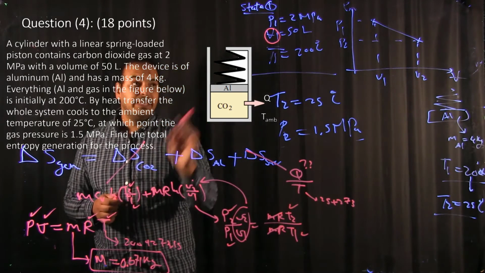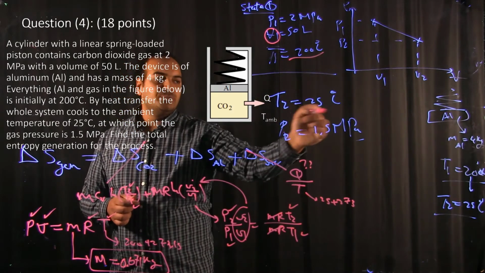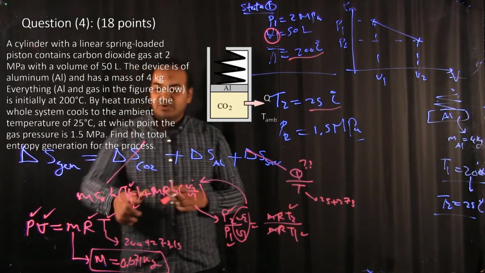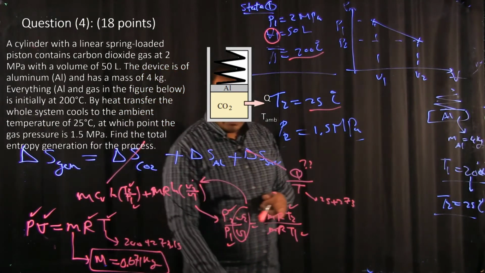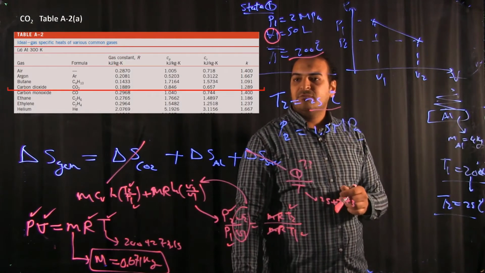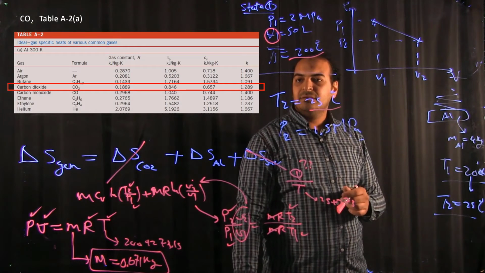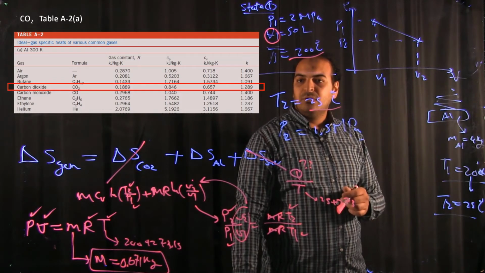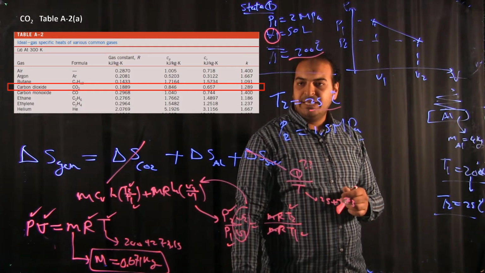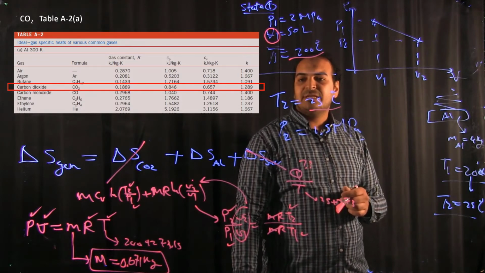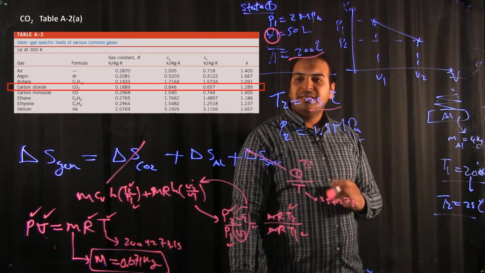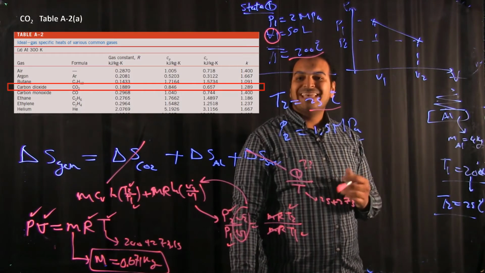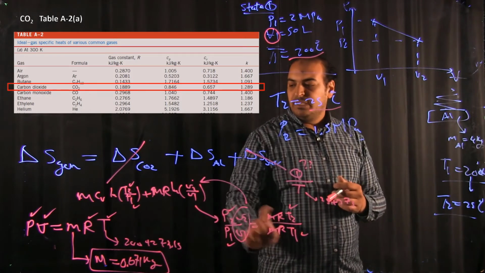You have T2, you have T1 in Kelvin. So this should be Kelvin, should be Kelvin. You can get the ln part. CV and R are from table A. So if you go to table A for carbon dioxide, you can get K, CP, CV for carbon dioxide. K is the specific heat ratio, CP is the heat capacity at constant pressure, CV is the heat capacity at constant volume, and R is the difference, CP minus CV, which is the gas constant. We use it in here, for example.